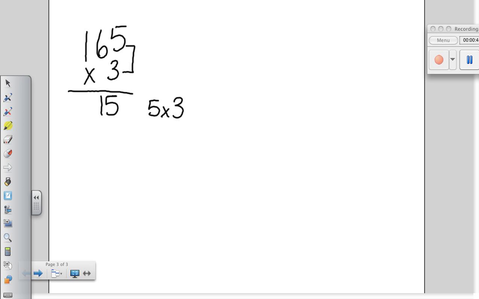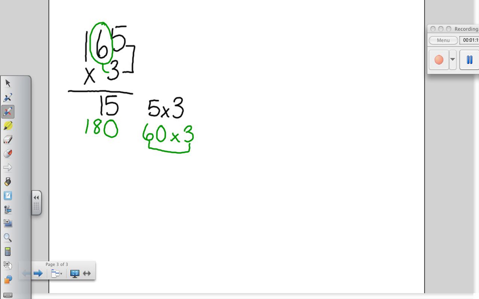On the next line, I'm going to do the 6 by 3, but it's really 6 tens, right, Caitlin? So I have 60 times 3. We know when we're multiplying by tens that we're counting by tens, so we have no ones. So what is 6 times 3? Caitlin? 18. So 18 tens becomes 180.